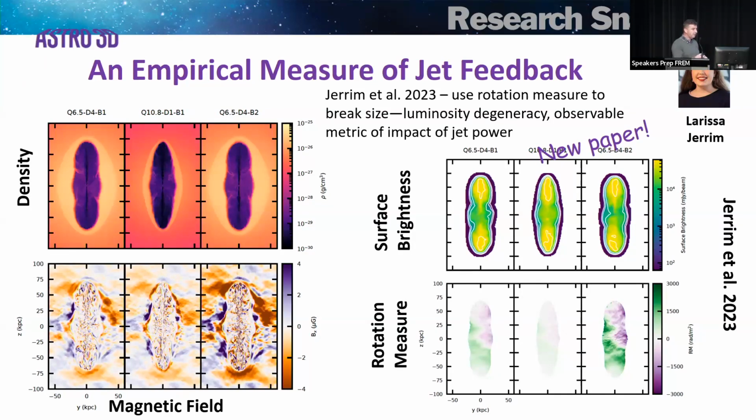What's happened here is that Larissa has propagated a jet into a turbulent magnetized medium. And so we can then create surface brightness maps, and in particular, we can make rotation measure maps. The really interesting thing about these maps is that the rotation measure that we can measure depends on the ambient density, but also on the magnetic field strength. And so by making these kinds of maps, you can start to break the degeneracy that exists between the size and luminosity relation that we see for these kinds of systems. So it's a potential metric of the impact of jet power.